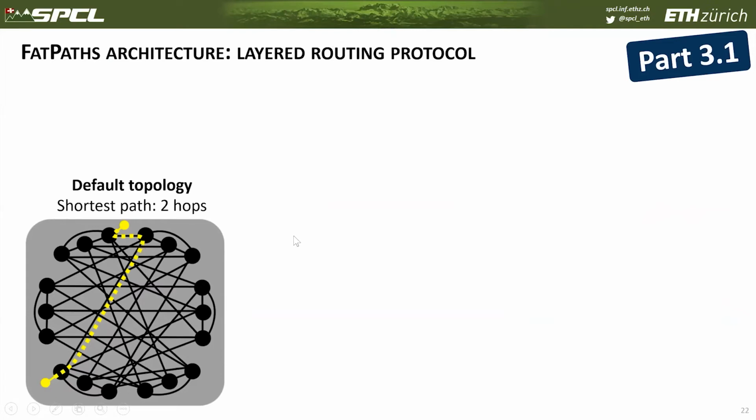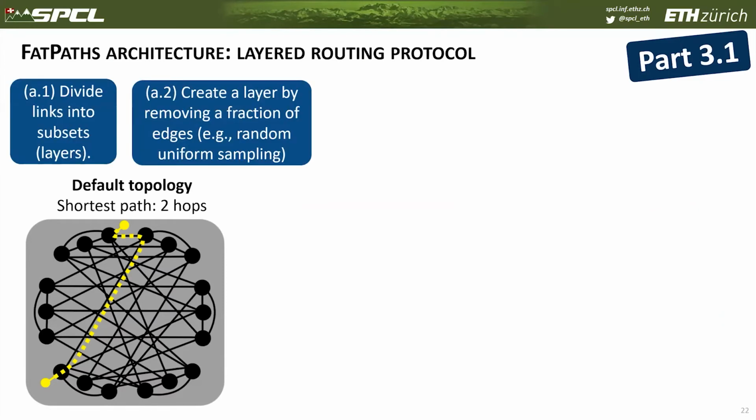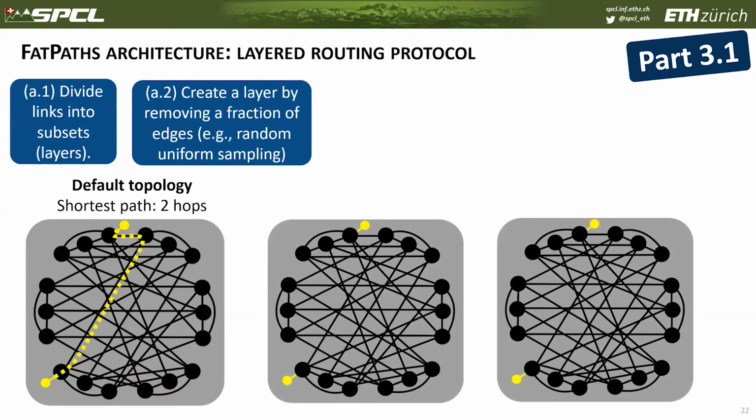This is the default topology, so they are using the default scheme, which uses 2 hops. This is the shortest path in SlimFly. Then what we propose is to divide these links into so-called layers, subsets which may be disjoint, maybe not. They are called layers, and these layers are sparsified.